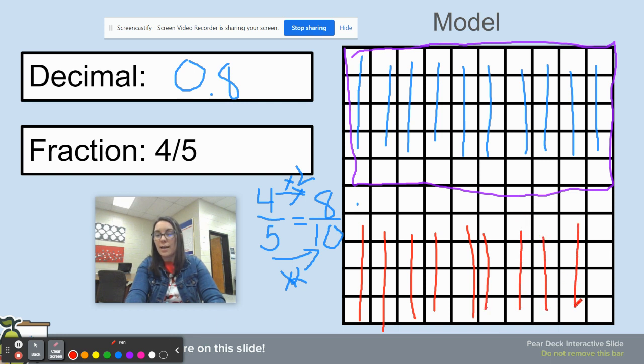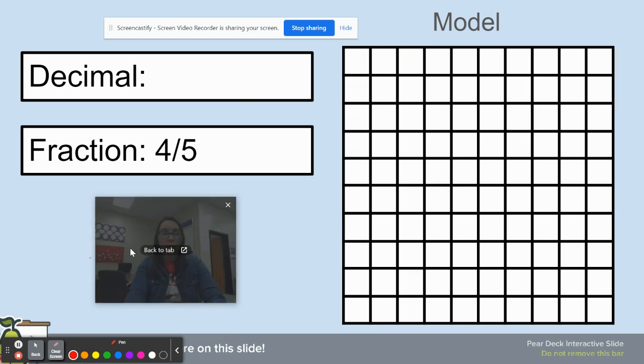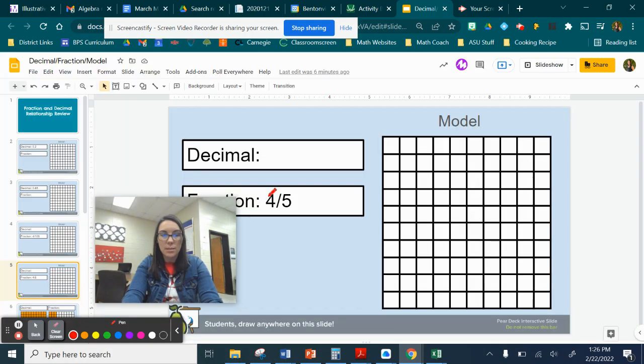But you can look at that. If all of those are 4 fifths, you can see that, oh, that's a whole row of 10, another whole row of 10. You have 4 rows of 10 and 4 rows of 10 up here, which is where that 8 tenths is coming from. Okay, so now let's look at today's assignment.